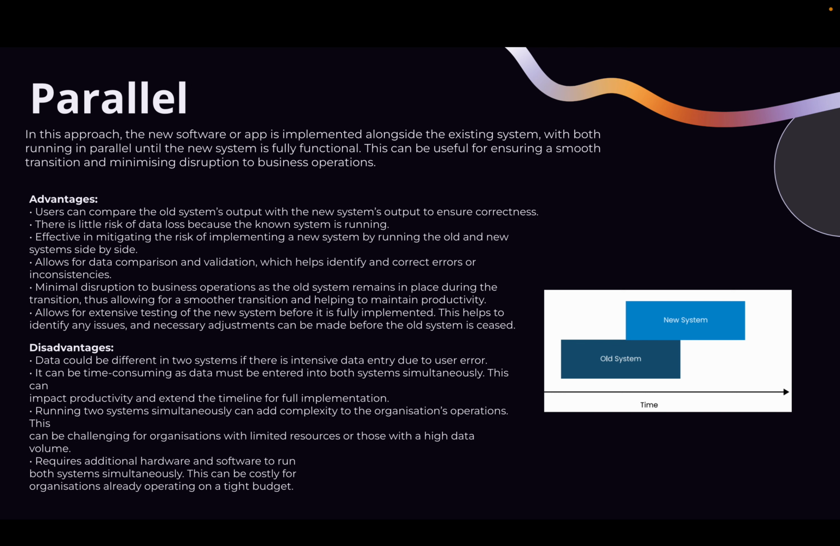This could be bad, as if there are two different systems, there's intensive data entry and a risk of user error. For example, a user might be putting incorrect information into the old system when it was meant to go in the new system. This isn't good and can cause a lot of problems, especially for a large organization. Running two systems at the same time also makes the organization's operation very complex and challenging, especially for those who have limited resources. This does require a lot of hardware and software to run simultaneously and is very expensive for organizations, especially low-resourced ones.